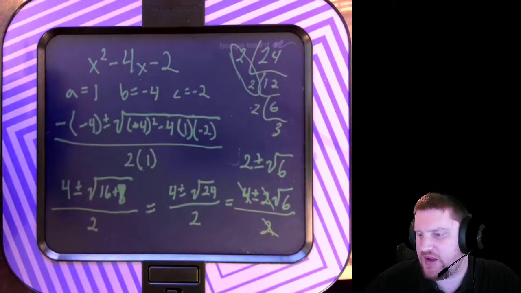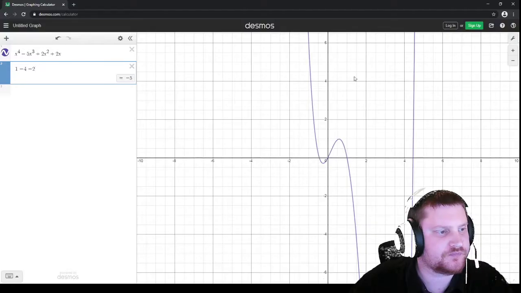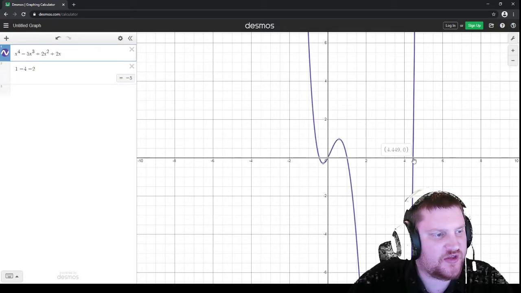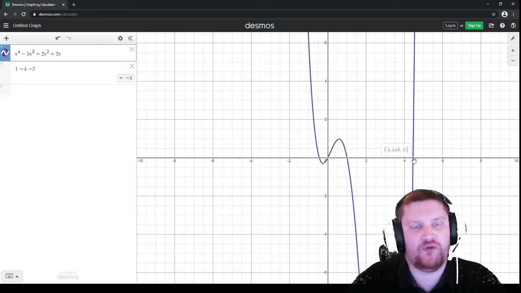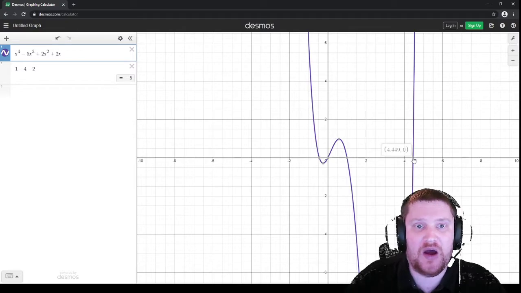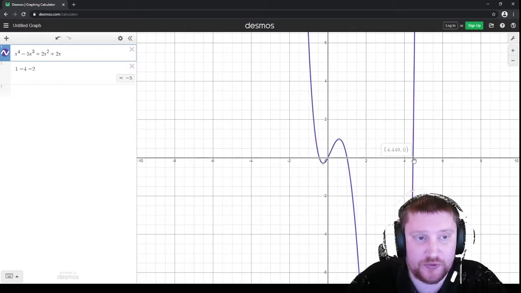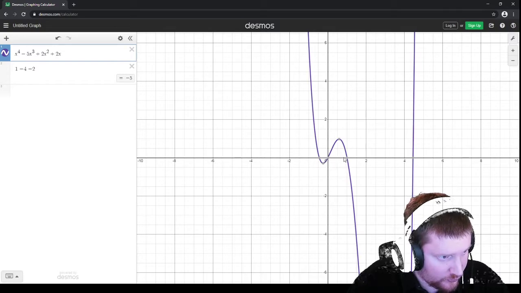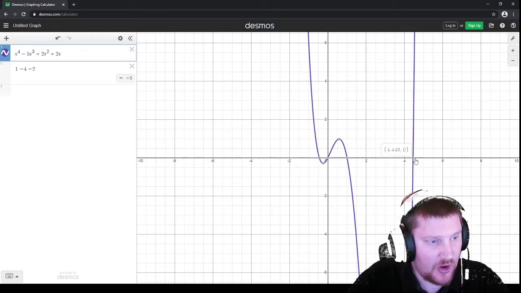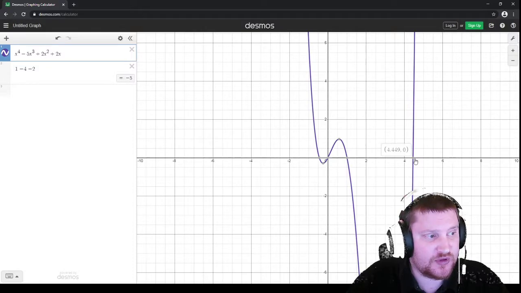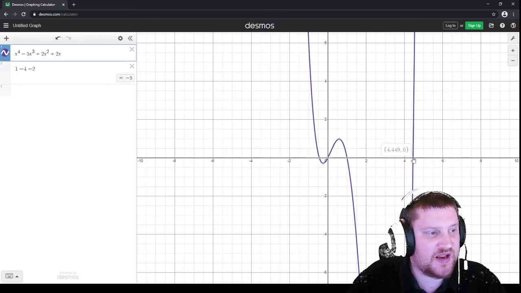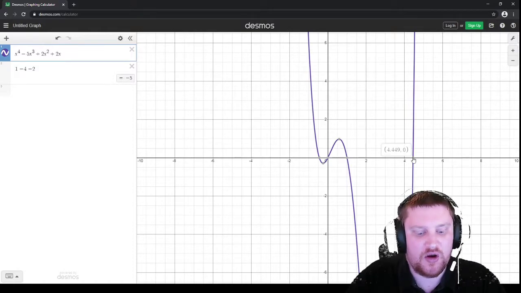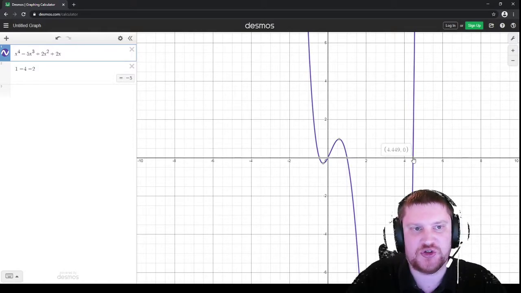Now do note that if we go back to Desmos real quick, you do actually see another place that it crosses here. And it's about 4.449. But they didn't ask us to get about what it equals. They asked what the solutions are. So in this case, all 4 roots are actually real roots. It's just that 2 of them, this -0.449 and this 4.449, are not rational.